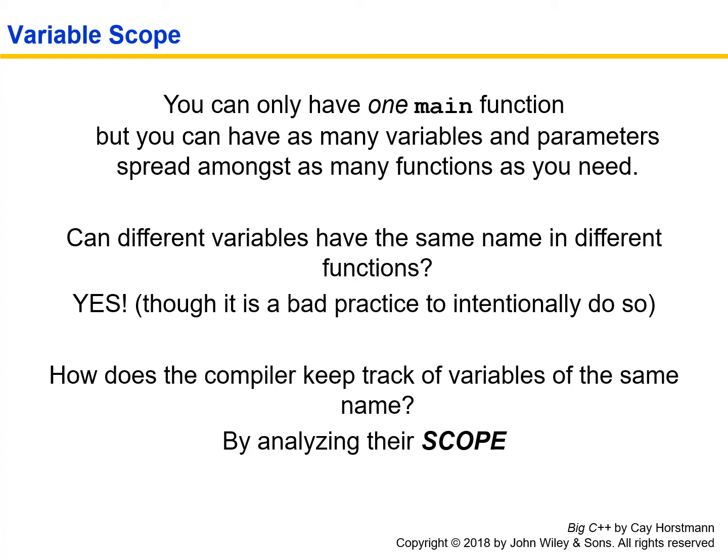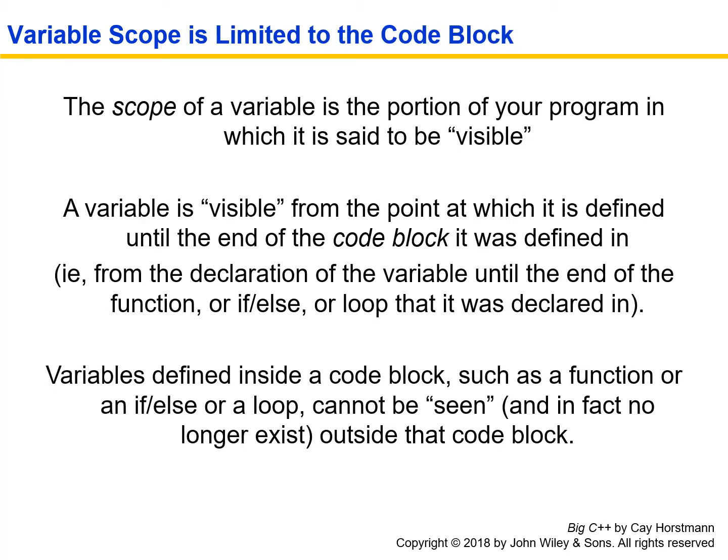And the reason is that each variable has something called a scope. The scope of a variable is the part of your program in which we say that that variable is visible. A variable is visible from the point at which it's defined until the end of the code block it was defined in. You can think of a code block as any of those things that are surrounded by curly braces: a function body, an if-else chunk, a loop body.